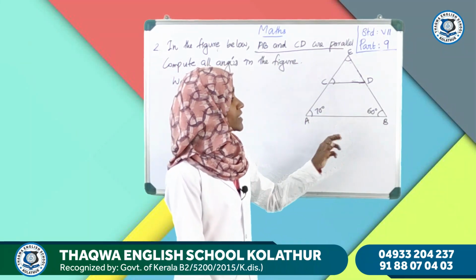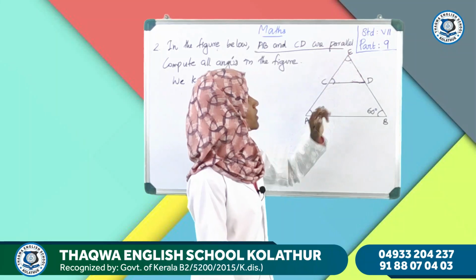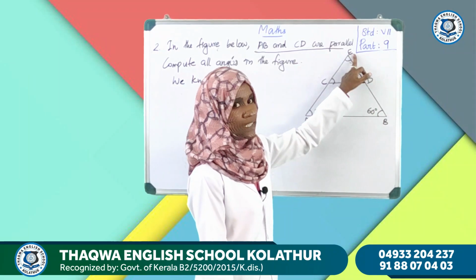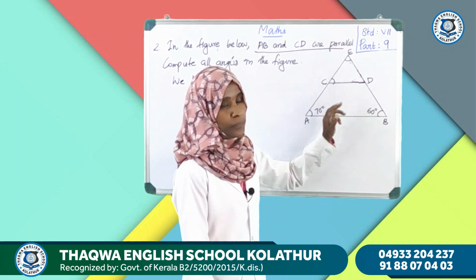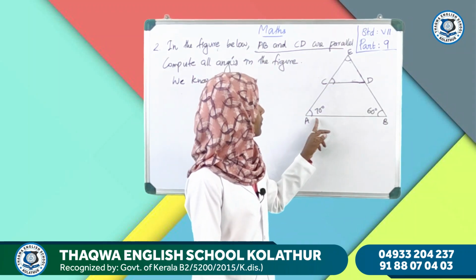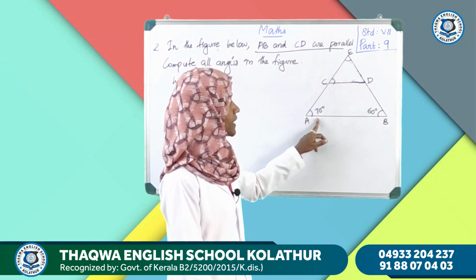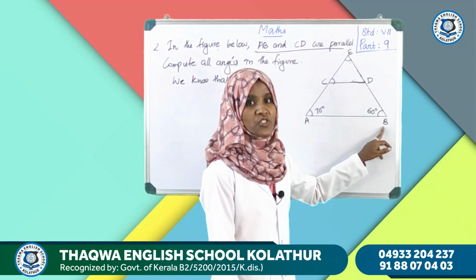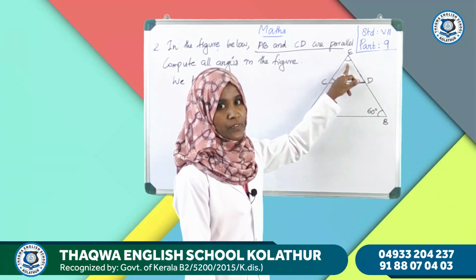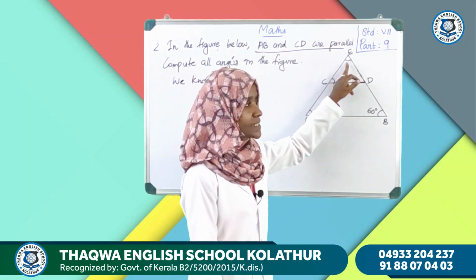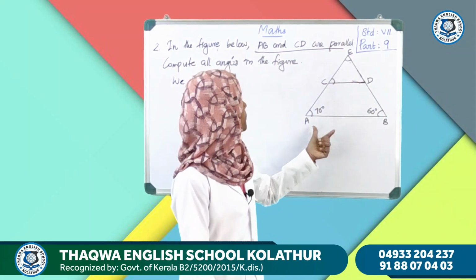We have two triangles, triangle ABE and triangle CDE. We have to find out all angles of this figure. We are given angle A 70 degrees, angle B 60 degrees. Now we have to find out angle E. How? Yes, we have discussed it.